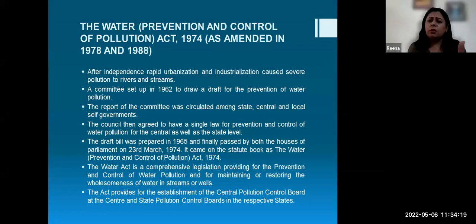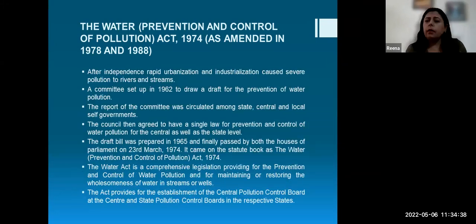After the Forest Act of 1988 amendment, it was the first act for water. Here there were special provisions given to the Central Pollution Control Board at the center and State Pollution Control Boards at the respective state levels.